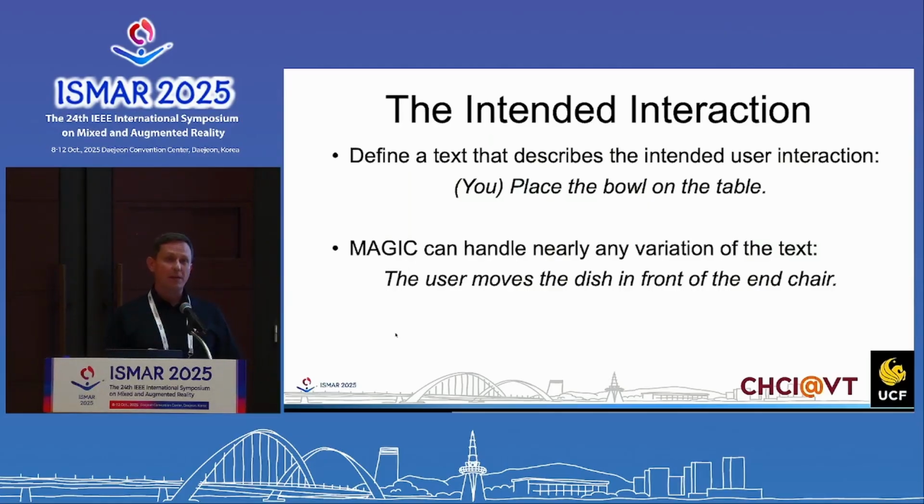But what's very important here is MAGIC is robust. It can handle any type of variation of this text. So it doesn't have to be an imperative, it doesn't have to be a command. You could just simply express it as "the user moves the dish in front of the end chair." Notice that several parts of this sentence have changed, but the underlying semantic meaning is the same. We're still trying to cue up the exact same interaction to the user.